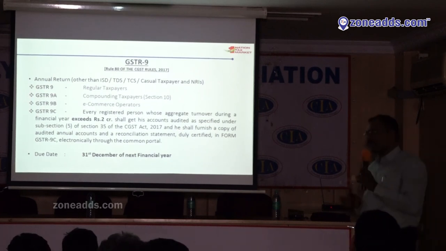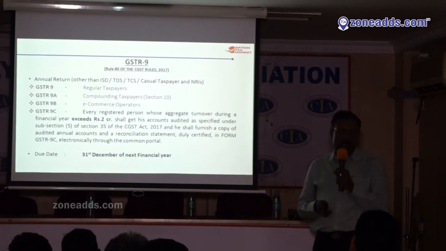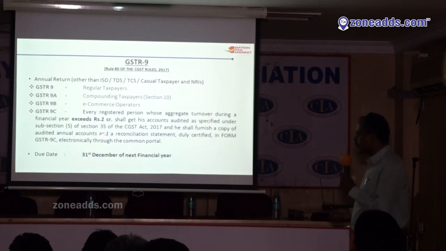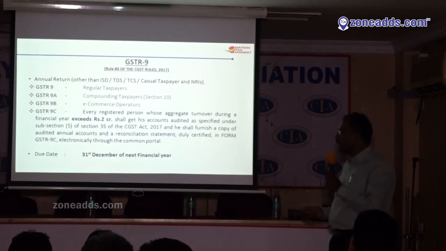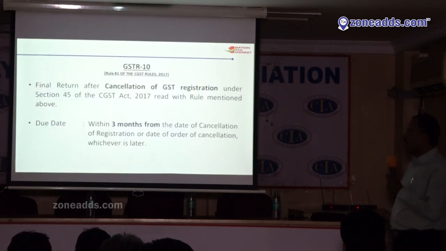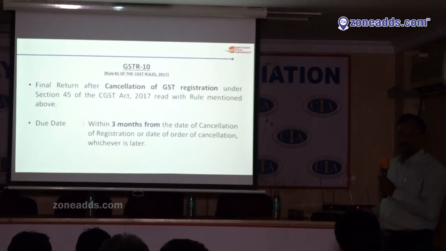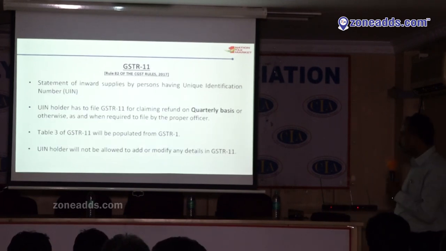Taxable persons whose turnover is more than 2 crores have to get their accounts audited under section 35(5) of the CGST Act, and that audit report has to be filed in GSTR 9C. The due date is 31st December. GSTR 10 is the final return, and it has to be filed within 90 days from the date of cancellation.